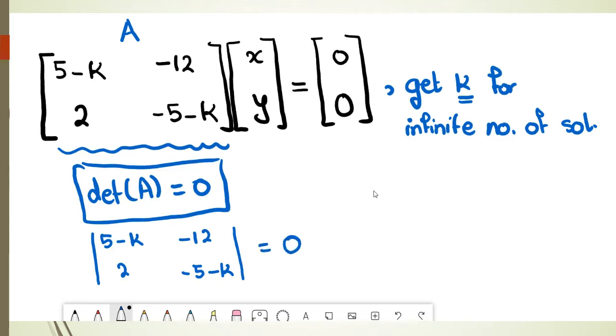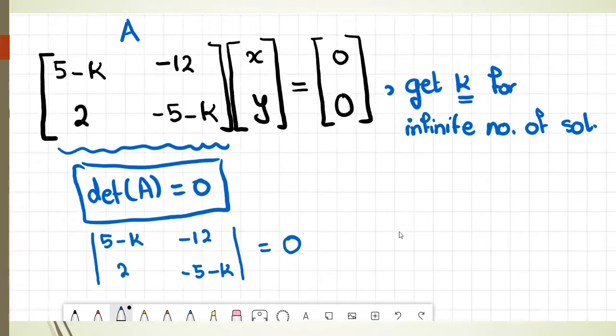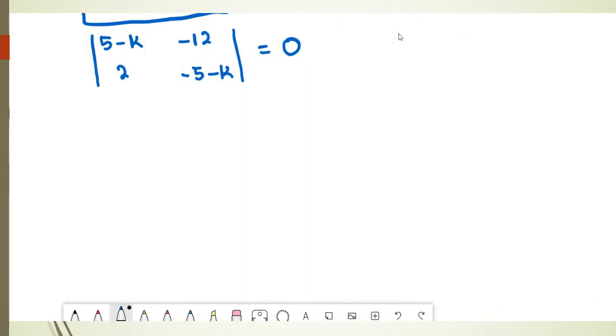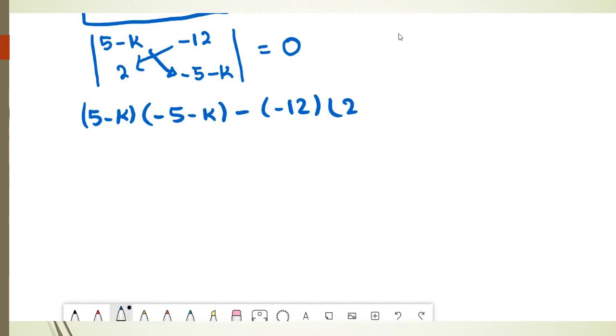Now we will multiply this by this and then subtract it from the multiplication of this by this. So 5 minus k multiplied by minus 5 minus k, minus minus 12 multiplied by 2, and this is all equal to 0.